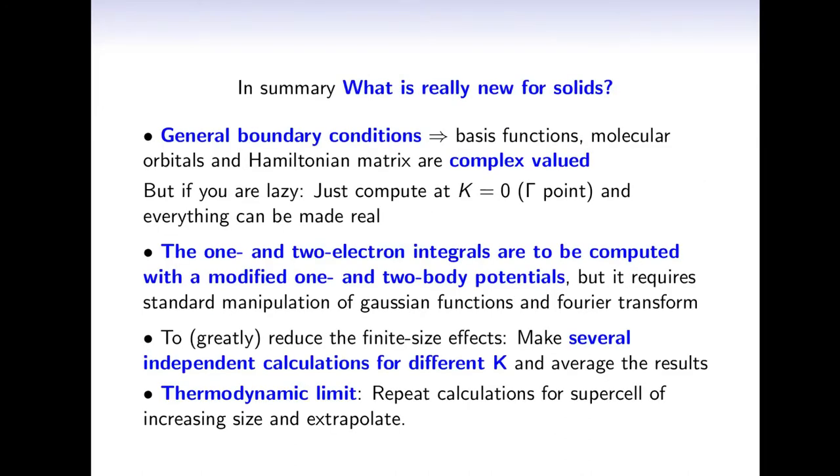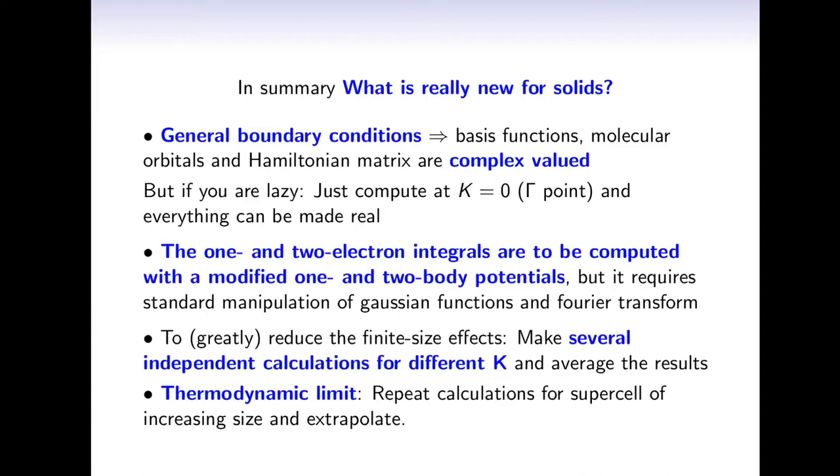Okay, so let's summarize. What is really new for solids if you want to make a correlated calculation with standard quantum chemistry stuff? I would say the first thing is these general boundary conditions. And as I said, it is really an important part because in practice, when we do the realistic calculation, it's really important to kill this finite size effect in the best way. So we will use it.